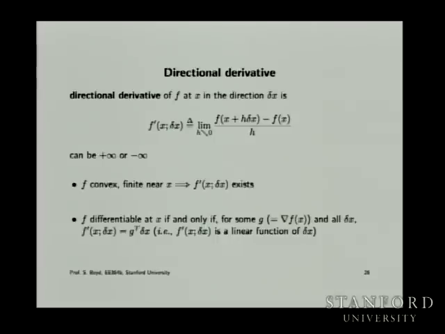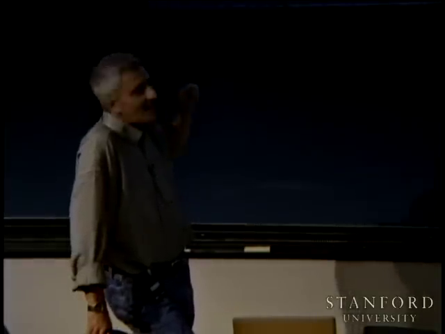You say the directional derivative of f at x in the direction delta x, so this is a function of delta x, is simply the limit as h goes down to 0 from positive of f of x plus h delta x minus f of x, over h. Now, if it's differentiable, that thing there converges exactly to grad f of x transpose delta x.